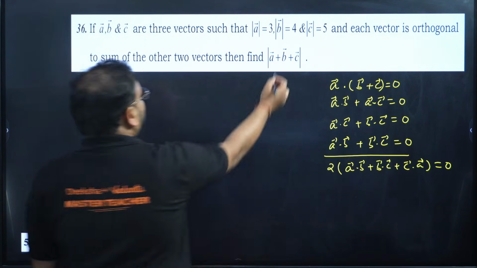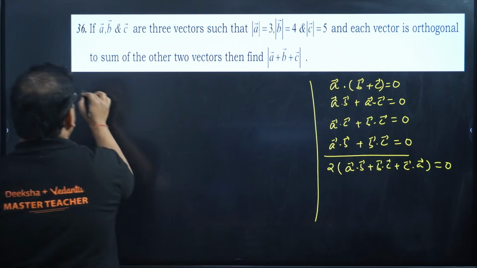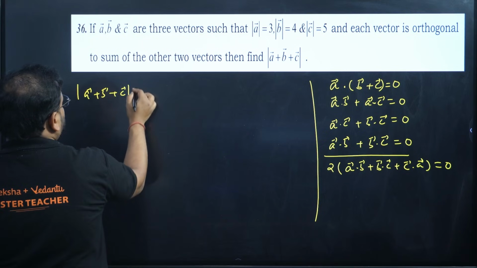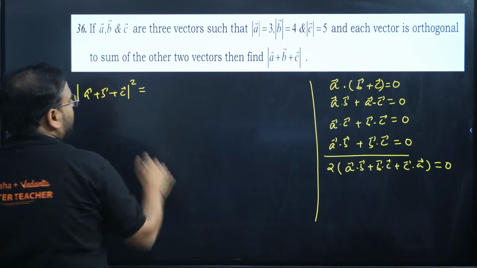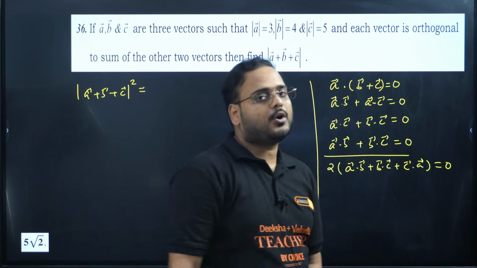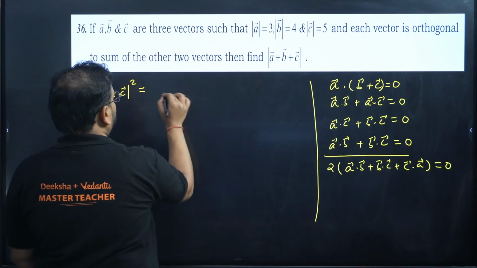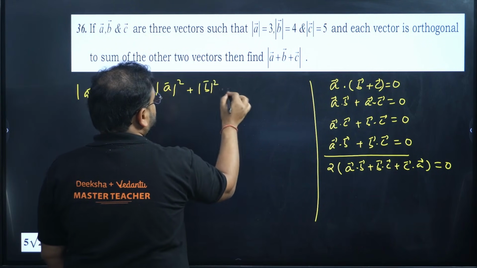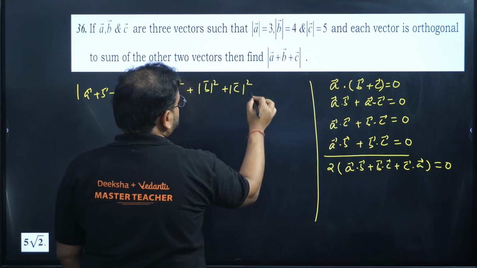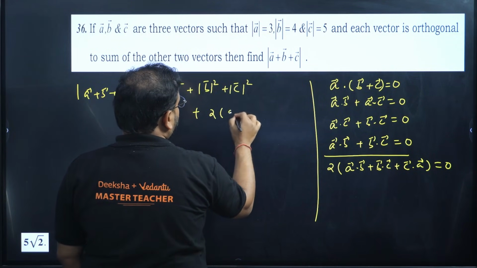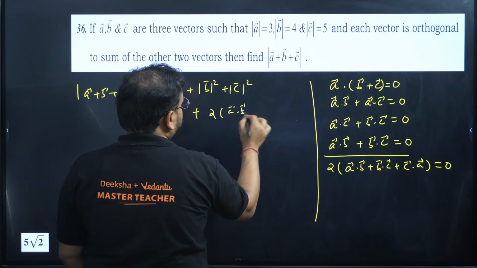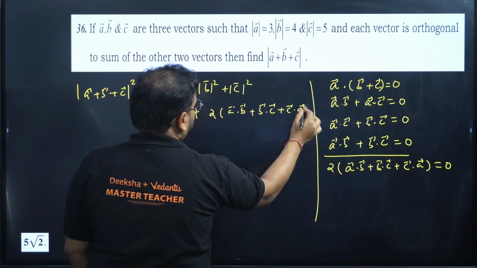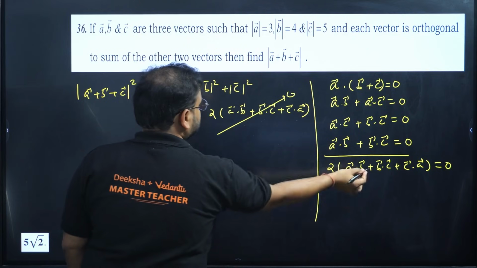Now they are asking us to find the value of modulus A plus B plus C. So you're going to do what? Take a whole square. We have a formula for this: A square, B square, C square, twice of AB, BC, CA. So A square, B square, C square, and we have twice of AB, BC, and CA. This is nothing but 0, we just proved right now.